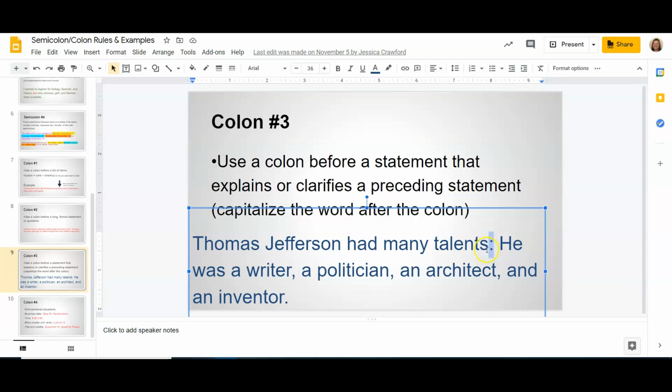And I want you to notice that in our semicolon rule, if you can use a semicolon here, that would be totally appropriate. But the word he is capitalized when we use a colon. It is not capitalized if you had made a semicolon there. So think of a colon in this case like a period. You just capitalize the next word.